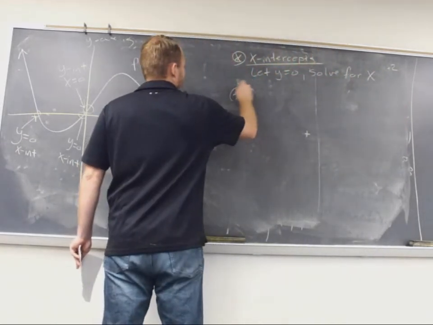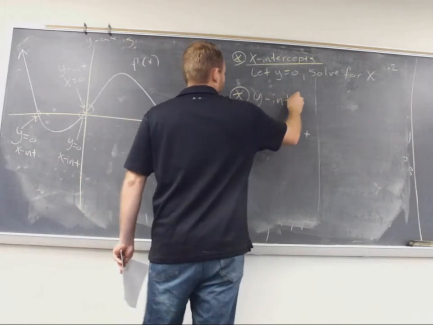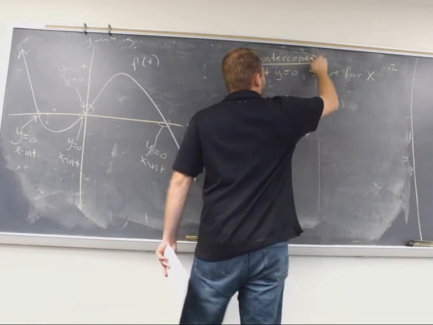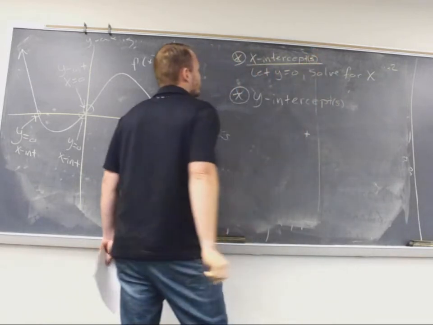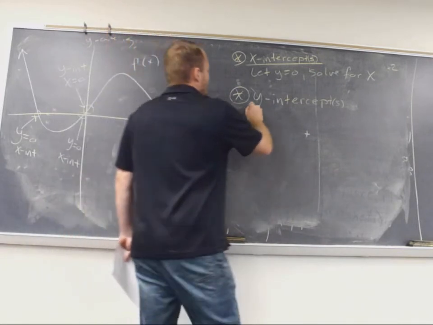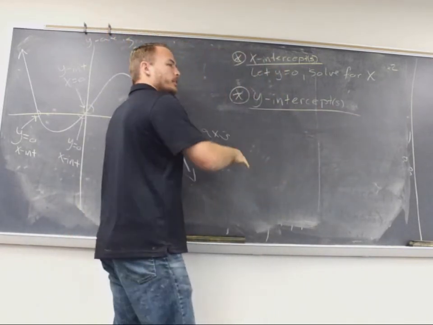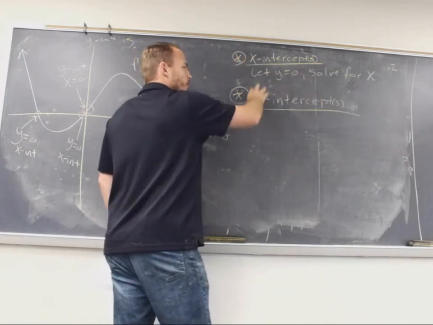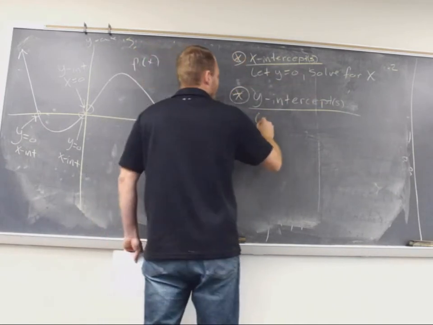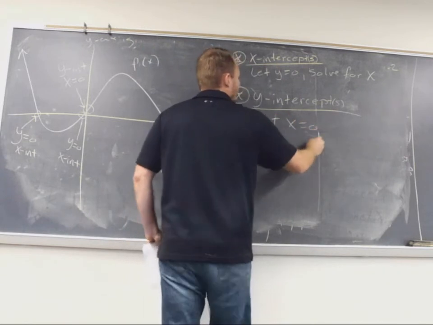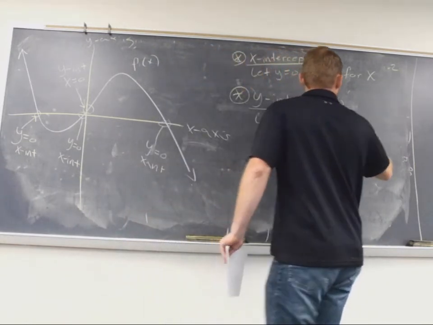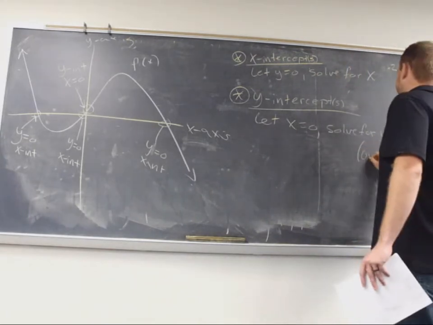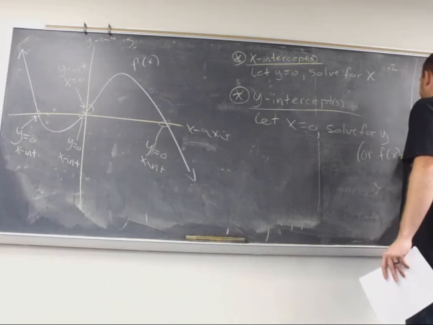And then if you have a y-intercept, or to find the y-intercepts, and I guess I should make these plural, then you let the other variable be 0. So up here, to find the x-intercept, we let the y be 0. To find the y-intercept, we let the x be 0. So let x equal 0 and solve for y, or f of x. Remember, they're the same thing.